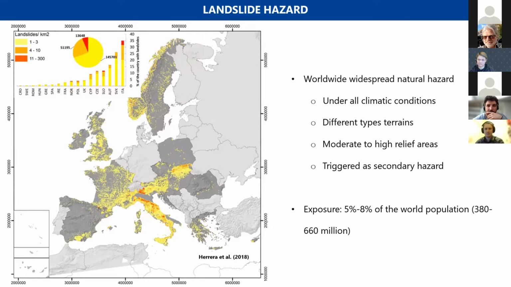This map is from a study of 2018, and shows the landslide density per square kilometer from the available landslide records gathered by 17 geological surveys of Europe. However, these records can be underestimated.